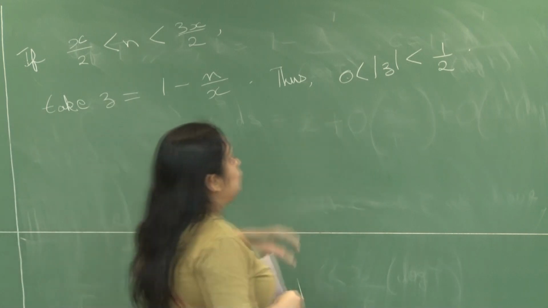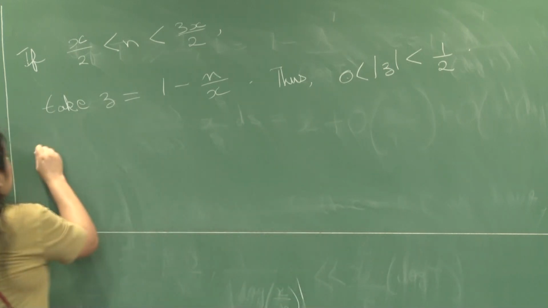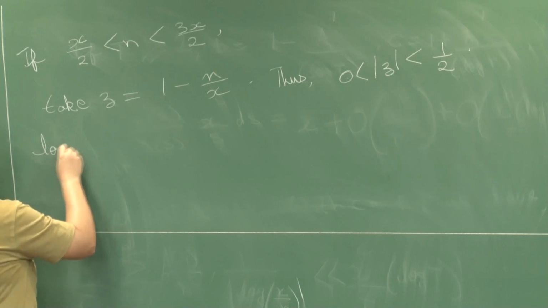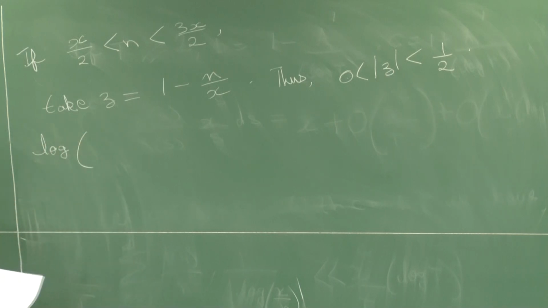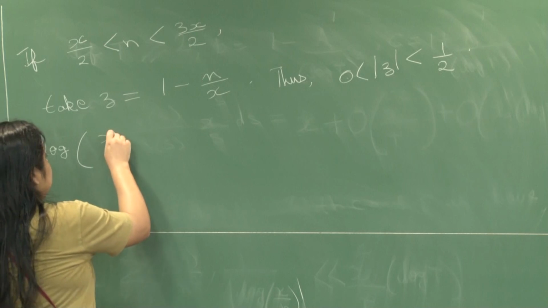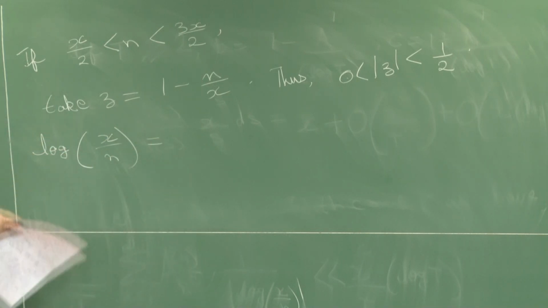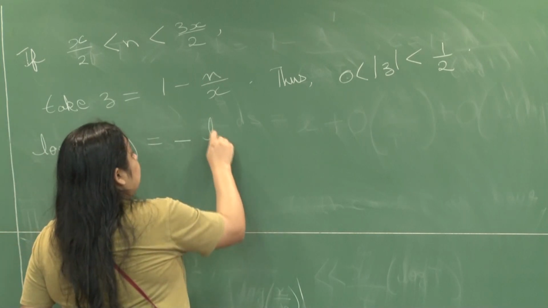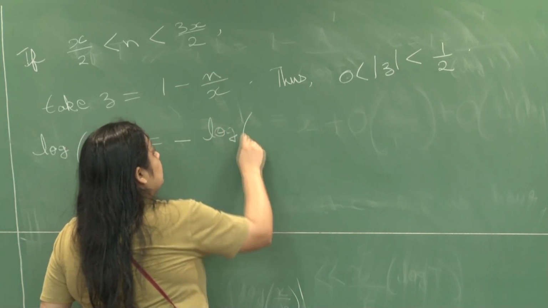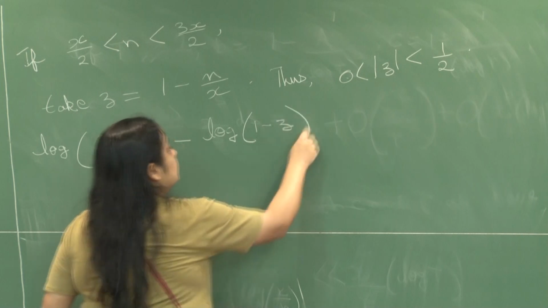And therefore, now what you have is, you see, log of x over n just turns out to be exactly equal to minus of log of 1 minus z.